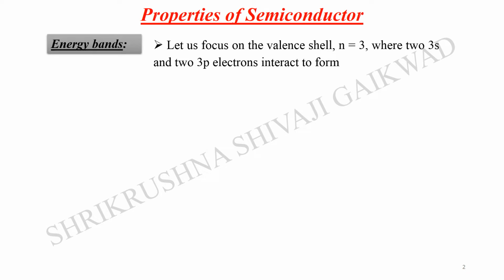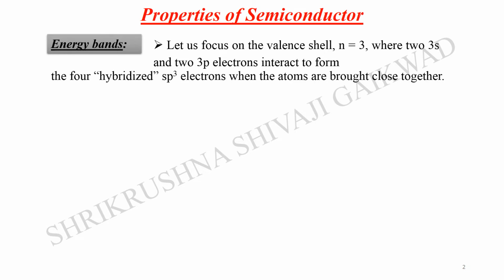Here there are two 3s electrons and three 3p electrons interacting to form the four hybridized sp3 electrons when the atoms are brought close together. So what happens in this case is nothing but the sp3 hybridization. One of the electrons from the 3s state will be excited and will occupy the 3p state, or in other words, one of the electrons from the 3s state will be occupying the px, py and pz.